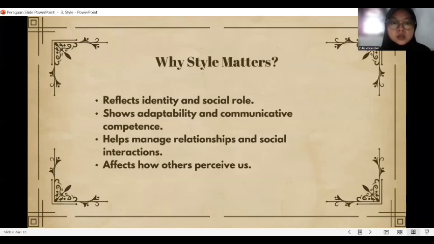It shows social awareness, knowing how to behave in various contexts. And the third is it builds or maintains relationships. Adapting to formality shows respect. And the fourth is it affects how others perceive us. Style can make us appear polite, rude, smart, careless, and etc.